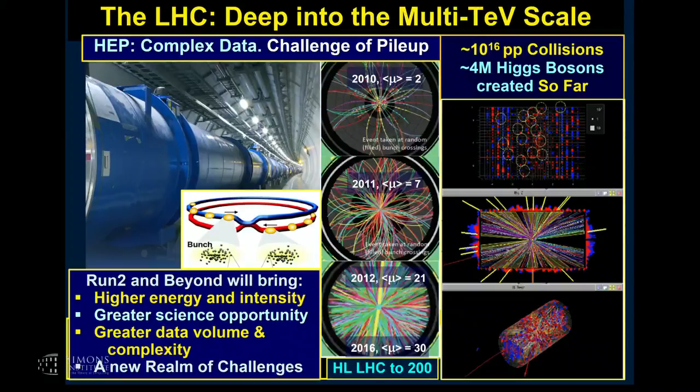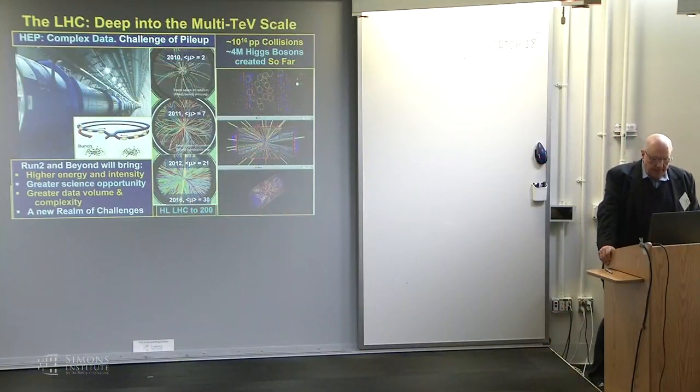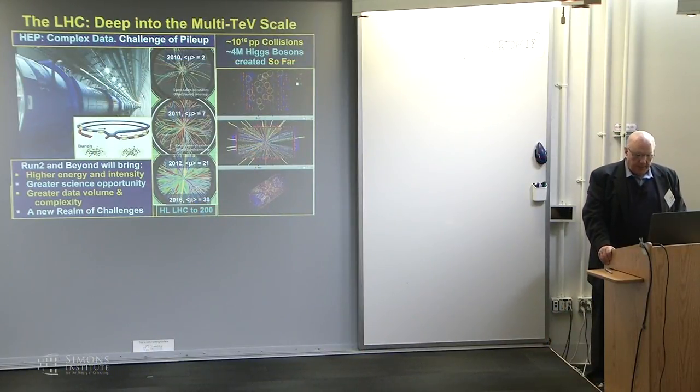So this illustrates increasing numbers of pileup. Starting in 2010, the average number of pileup events was 2. In 2011, 7 at the time of the discovery, up to about 20. In 2016, 30. 2017, 40 to 50. And then you can see on the right, in the center, many tracks coming out. And you can also see, if you look in the calorimeter layers, how the energy is deposited. So as we get this enormous data sample, which gives us a great opportunity for scientific discovery, we have to deal with more and more complexity.